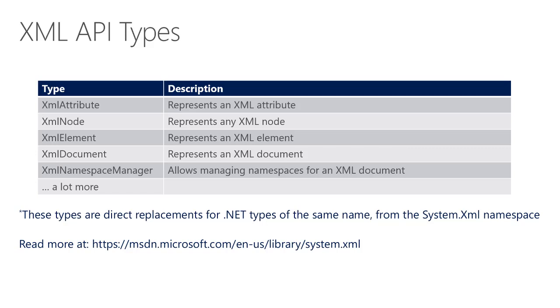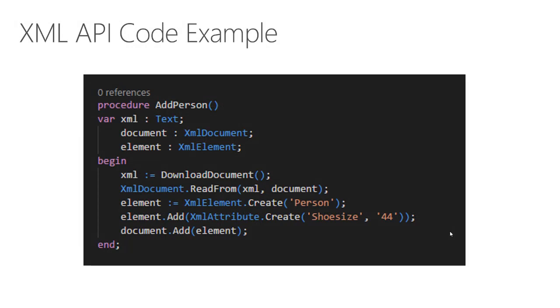And so those types are direct replacement for .NET types of the same name from the system.xml namespace. And the link at the bottom of your screen brings you to MSDN library about that namespace. Here's an example. So that's it about .NET wrappers.